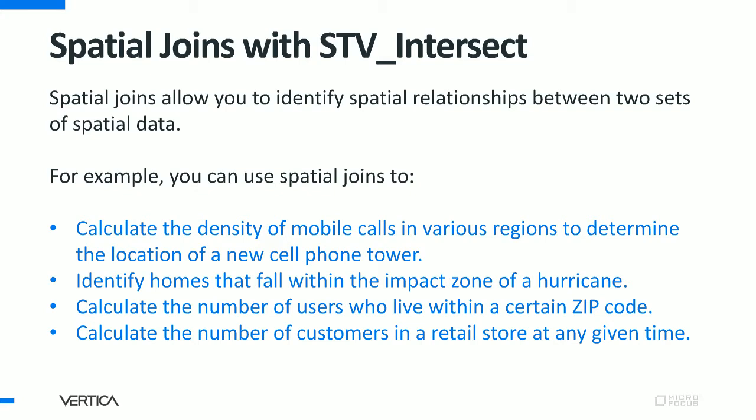Spatial joins will allow you to identify spatial relationships between two sets of spatial data. So you can see many examples in this slide, like you can calculate the density of mobile calls in various regions to determine the location of a new cell phone tower, or you can calculate the number of customers in a retail store at any given time. In the following slides, in the real study, we will use this function a lot because it is the most interesting and powerful function of the library, and it will allow us to find in the study the golf player location.